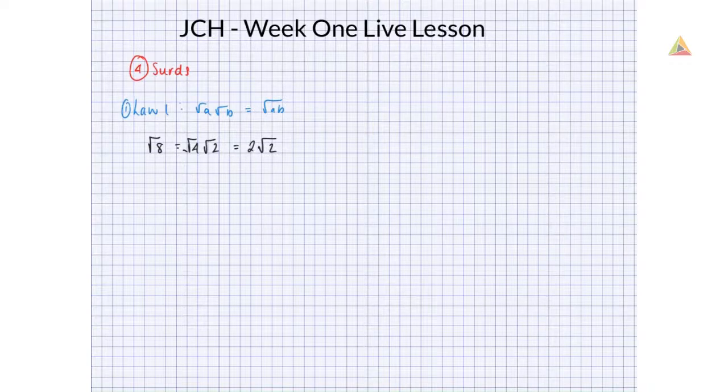Okay, I'll give another example of that. So root 18, that's the same as saying root 9 by root 2. Root 9 is 3, so 3 by root 2 is 3 root 2. So go on to the second law now.